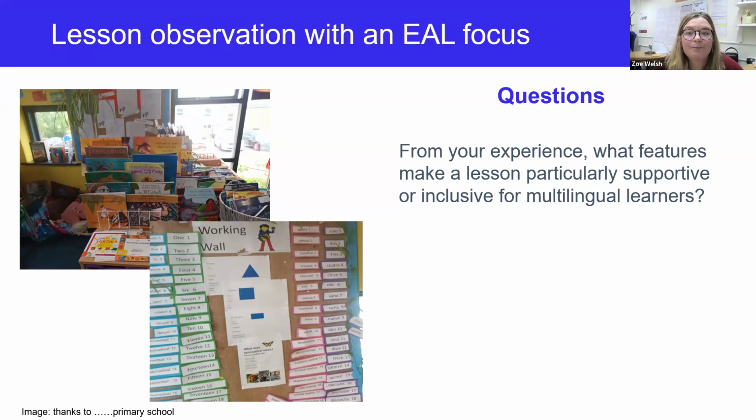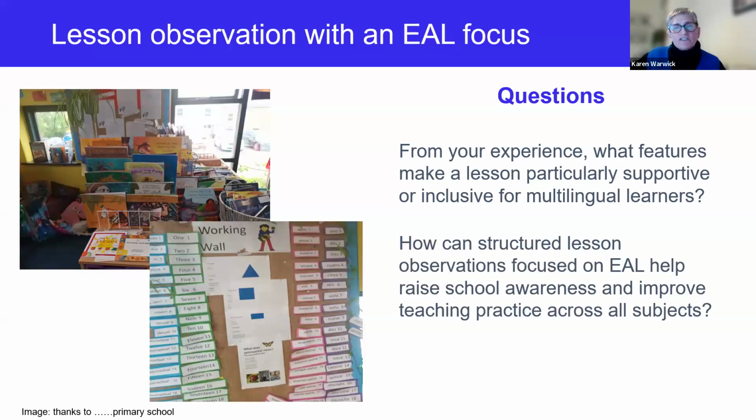Yeah, amazing. We've got one more little question here, which I think maybe you might have touched on some of already, but if you've got anything to add to what you've said: how can structured lesson observations focus on EAL help raise school awareness and improve teaching practices across all subjects?